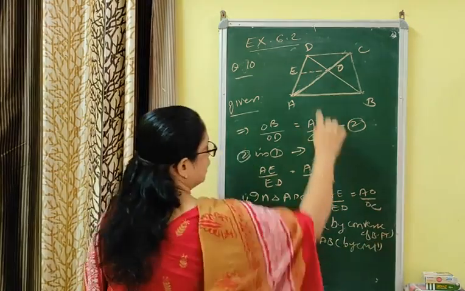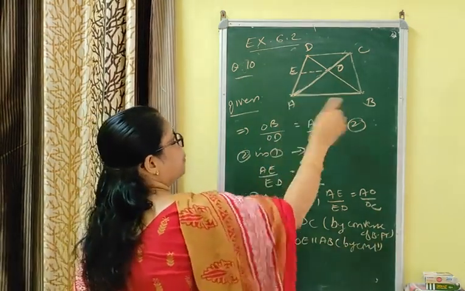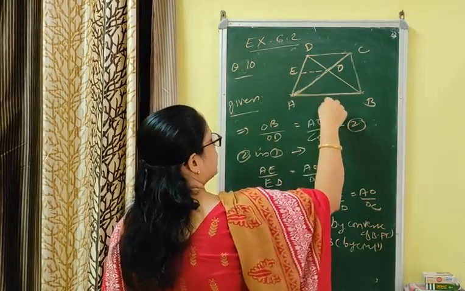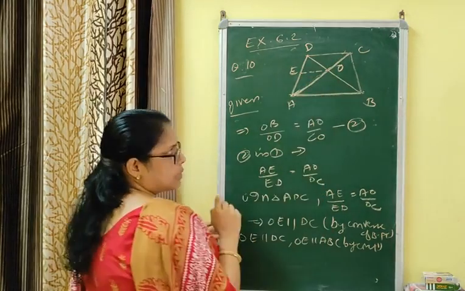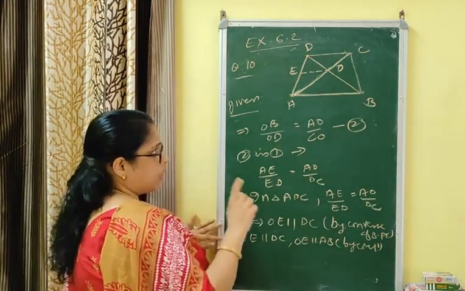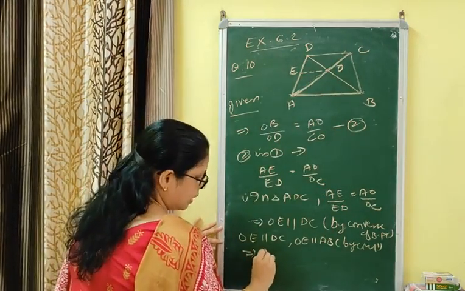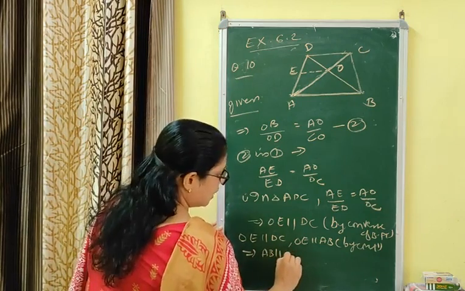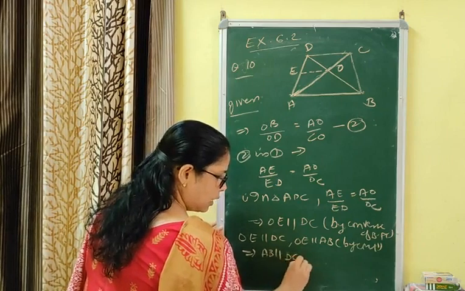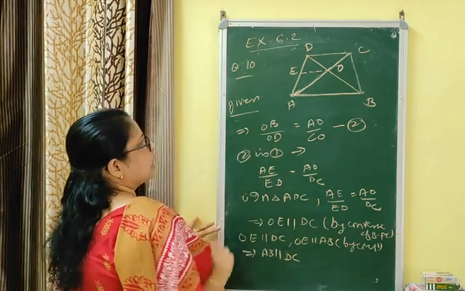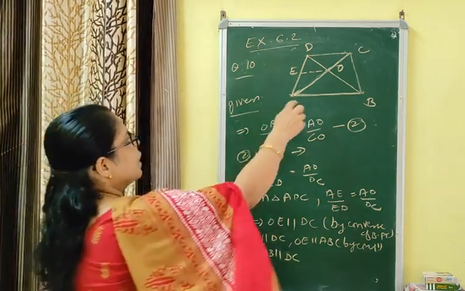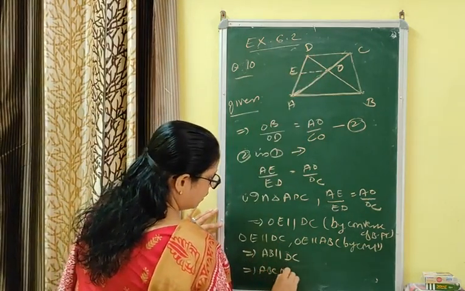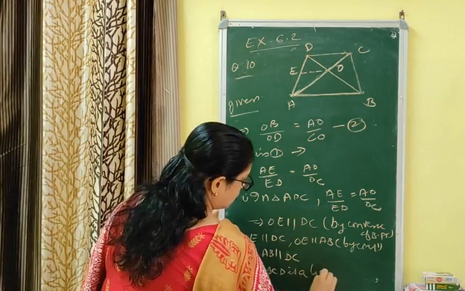That means OE is parallel to DC and OE is parallel to AB by construction. OE is parallel to DC, and OE is parallel to AB. That means AB and DC are both parallel to OE. That means lines parallel to the same line are parallel to each other. That implies AB is parallel to DC. That means in quadrilateral ABCD, we proved that one pair of opposite sides is parallel. Implies ABCD is a trapezium.